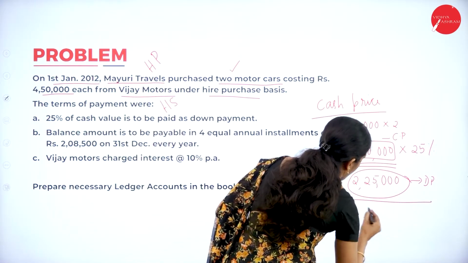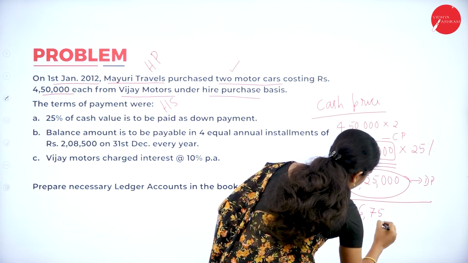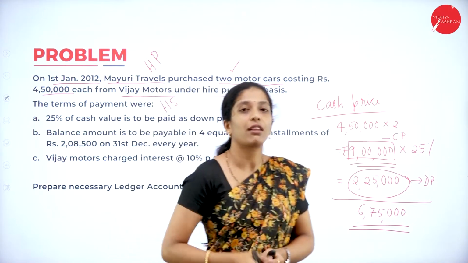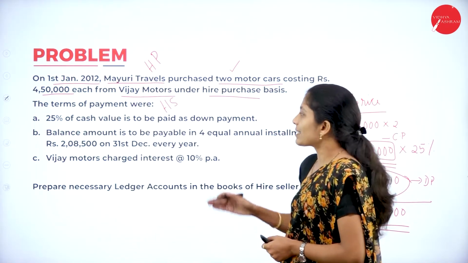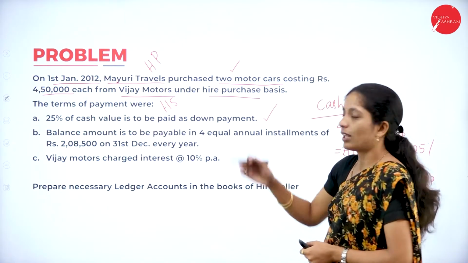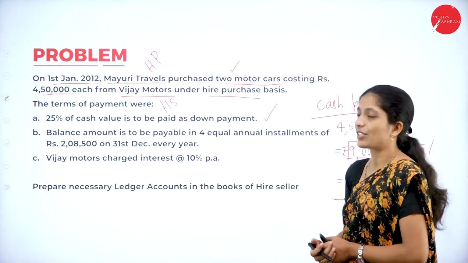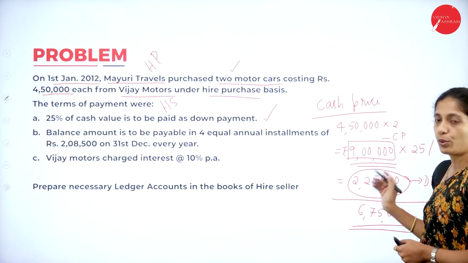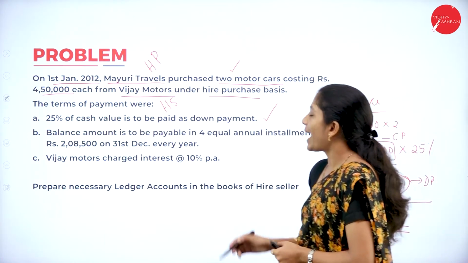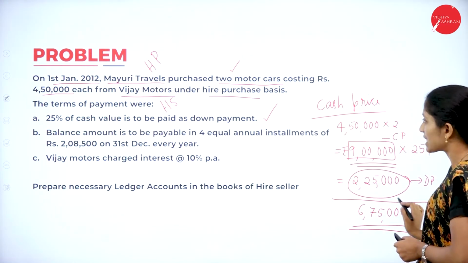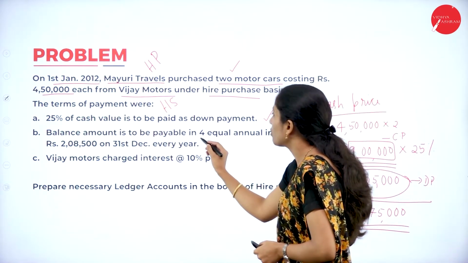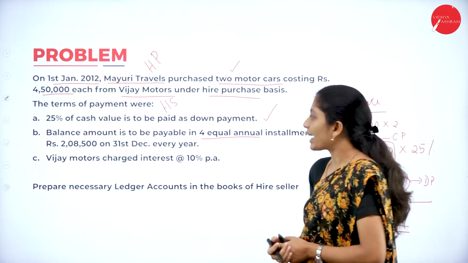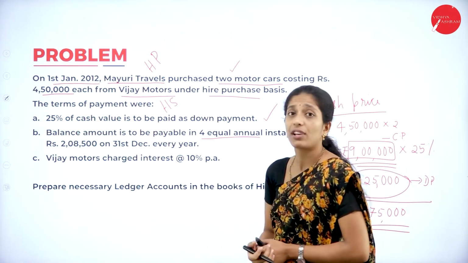So the remaining amount to be paid is 6,75,000. This has to be paid by the hire purchaser in the form of installments. So we have read out the first adjustment, that is 25% of the cash value is to be paid as down payment, which is 2,25,000 that they have paid. Next, the balance amount, 6,75,000, is to be paid in 4 equal annual installments of rupees 2,08,500 on 31st December every year.